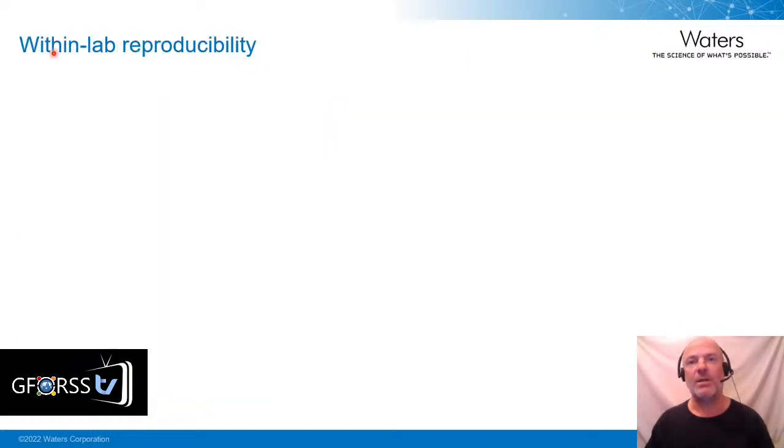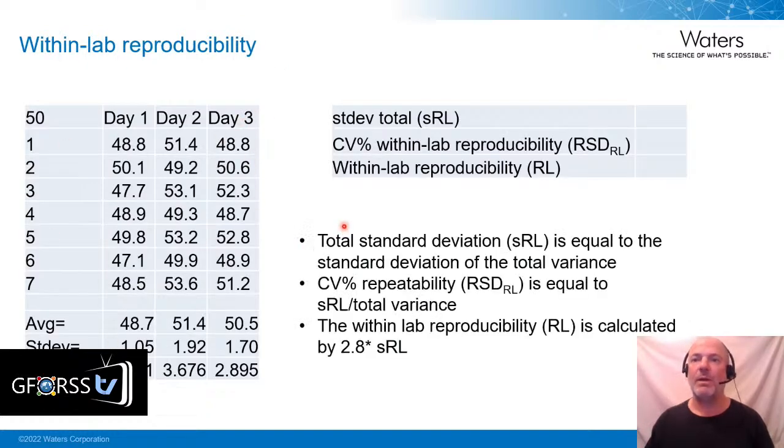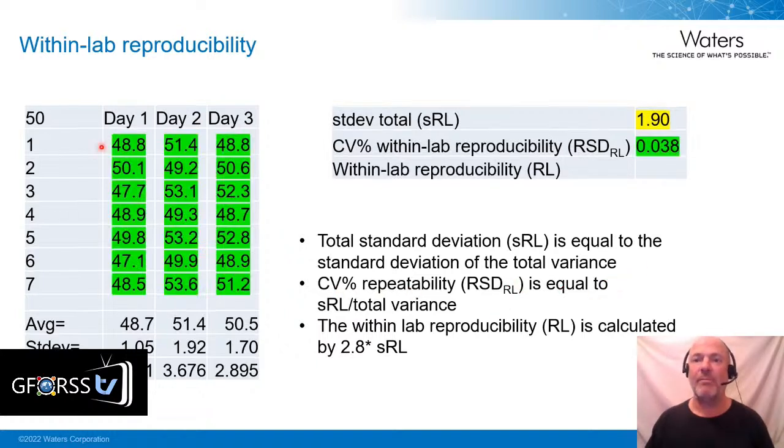The third set of calculations are for the within laboratory reproducibility. So same data set as we saw before. And the first parameter we want to have a look at is the total standard deviation. And this is equal to the standard deviation of the total variance. So standard deviation of all these values here. We can also then express that as an RSD value by dividing that by the total variance that we see in the table. And then we can also calculate the within laboratory reproducibility.